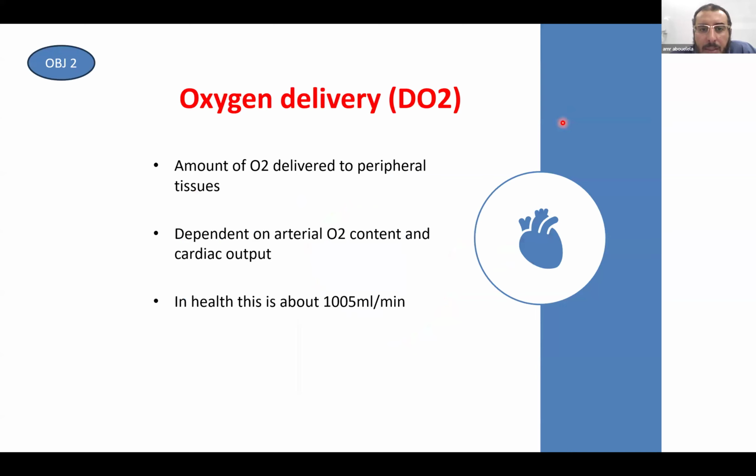Physiology of oxygen delivery. Oxygen delivery, by definition, is the amount of oxygen delivered to the tissue. This is dependent on the arterial oxygen content and the cardiac output. In general, in a healthy adult subject, it's about 1,000 ml or 1 liter per minute. And if you do a rough calculation, you know, of course, that the cardiac output is about 5 liters per minute. So the oxygen content is about 1/5 the amount of the cardiac output. 5 liters of blood containing 1 liter of oxygen. And I will tell you in the next slide from where we get this number.